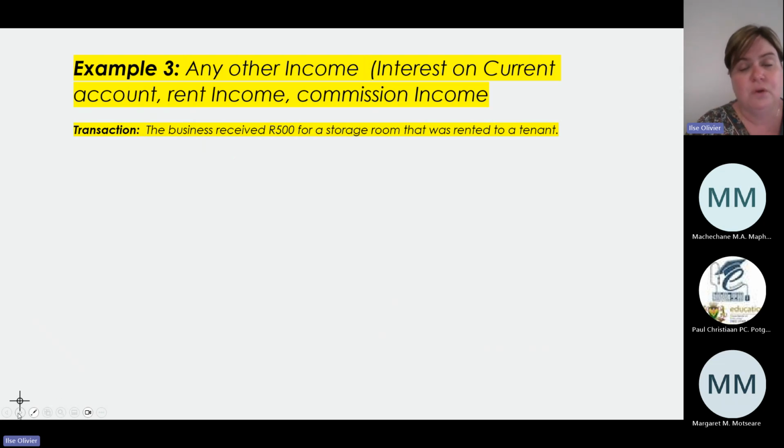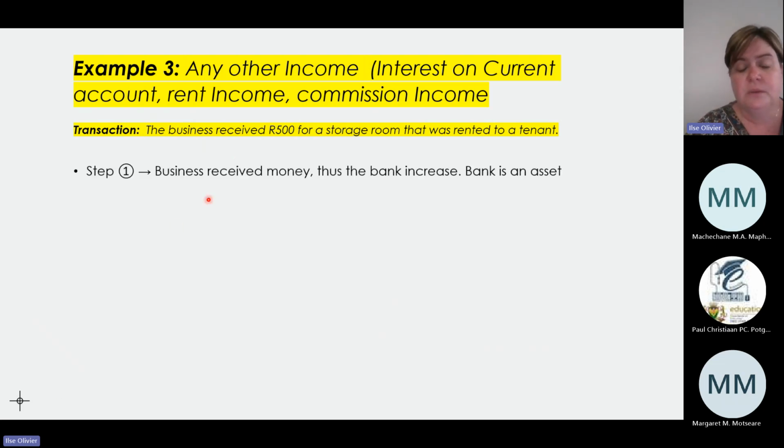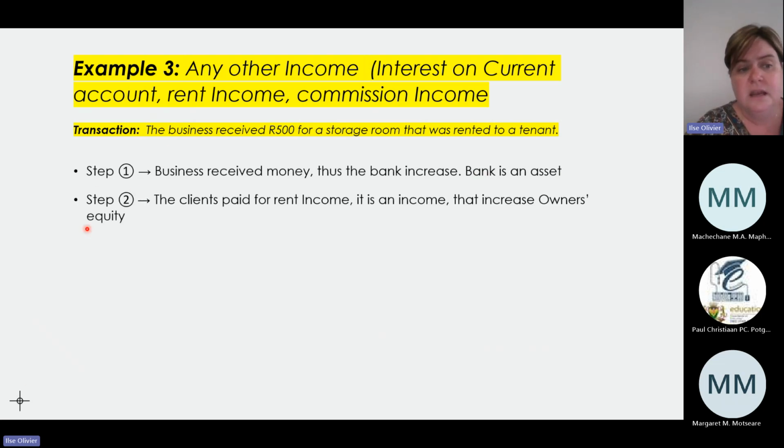This is just an example of another kind of income. So the business receives money. Bank again is increased. Bank is an asset. Assets increased on the debit side. Then step 2, the client paid for the rent income. It is an income that increases owner's equity.